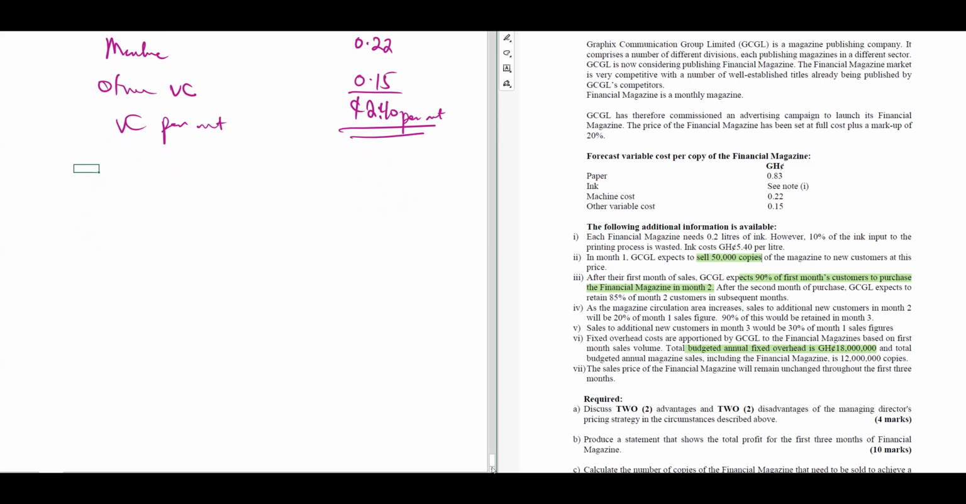So month one, how much? It's supposed to be interactive for us to understand. Month one, how many are we expecting to sell? Units to sell. Month one. They said we'll sell how much? 50,000 copies. Are you all following? We said we are expecting to sell 50,000 copies.